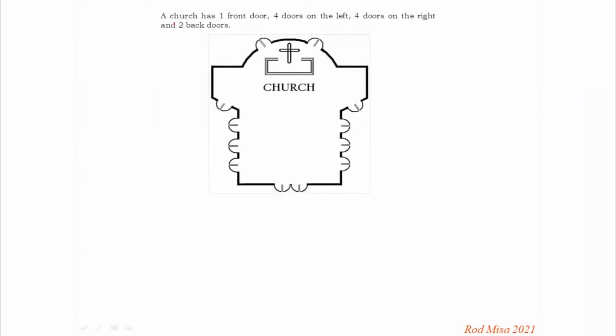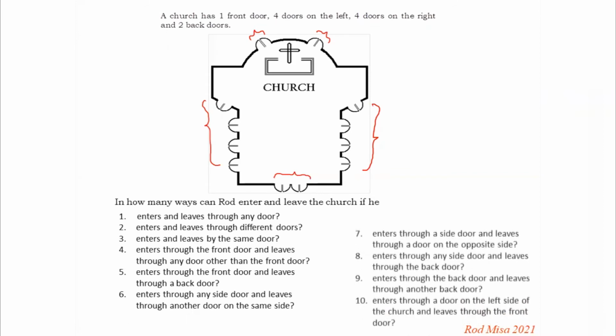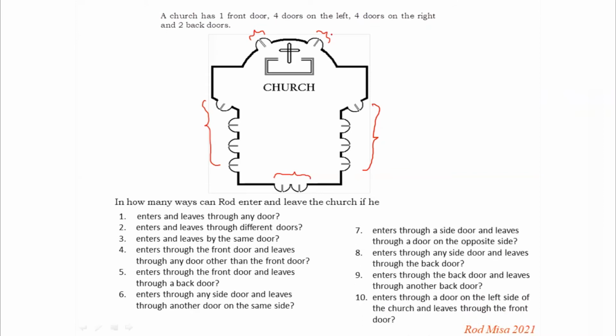Now let's proceed to this example here. A church has one front door here, 4 doors on the left, 4 doors on the right, and 2 back doors here. So the question is, how many ways can Rod enter and leave the church if he enters and leaves through any door? So let's try first answering this first question. If he enters and leaves through any door, here I will be constructing 2 boxes. One box for the number of possible entrances, and the second box is for the number of possible exits here.